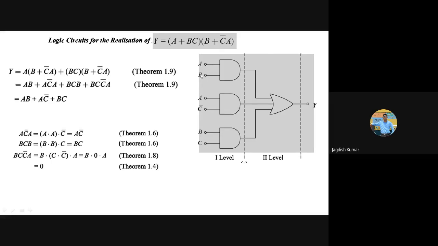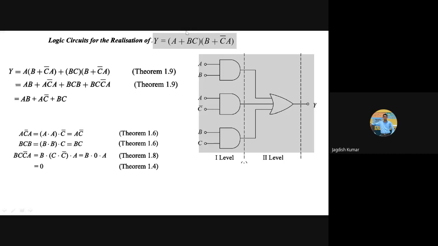So I hope you can see this is nothing but AB. Then this is nothing but A C complement. This term is BC. This term is implemented here. All these are ORed. That is why we call it sum of products. So this level takes care of the product part, and this level takes care of the sum part. That is why sum of product implementation is a 2-level implementation.